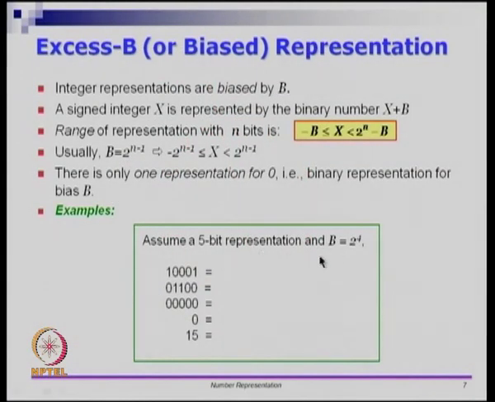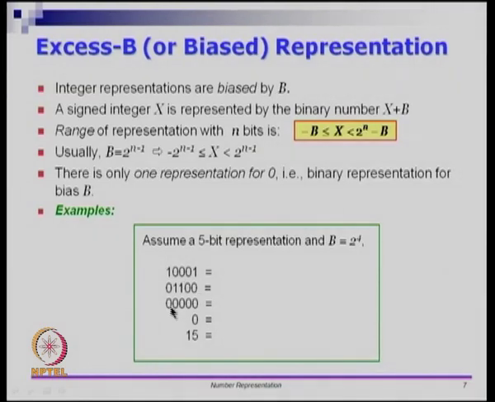For a 5-bit representation and b equals 2 power 4, we have 10001. If I interpret that directly, it is 16 plus 1, which is 17. However, b is 2 power 4, so I have to subtract 16 from it. So this is 17 minus 16, which is 1. Then 01100, if I interpret it directly, is number 12, but it is excess 16. So, 12 minus 16 is minus 4. So, this is the interpretation for minus 4.